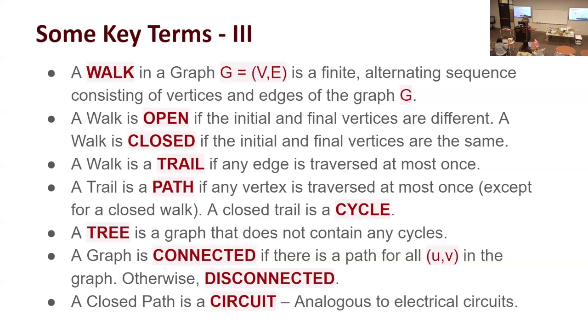Visually, you can see a path is going forward, but a walk is a more loosely defined path. You can go back and forth, go across an edge multiple times, and go across the same node multiple times. That's still a walk, but it's not defined as a path in this case. So that's probably the most important one.